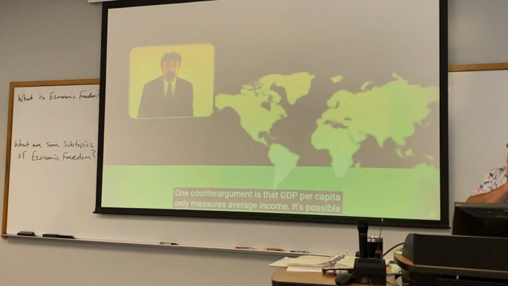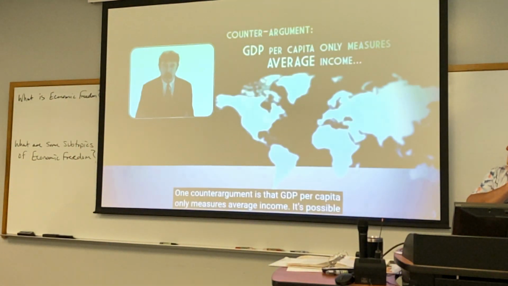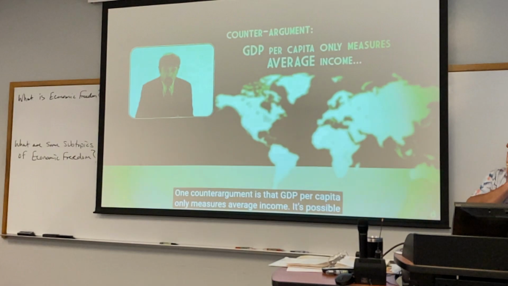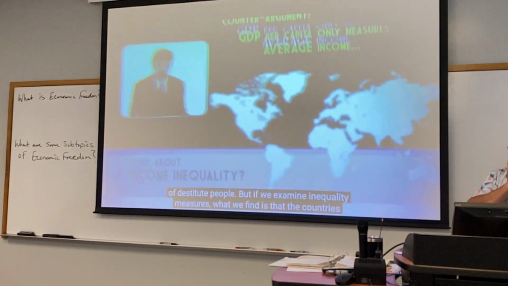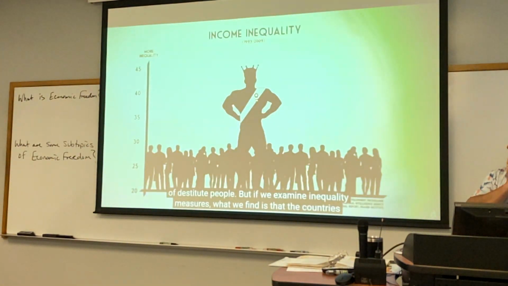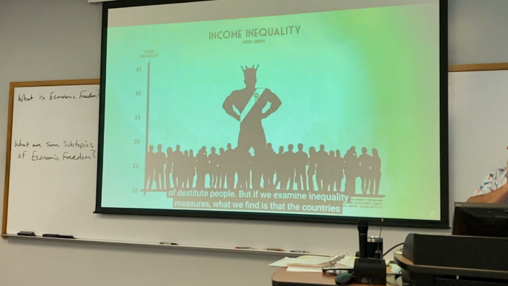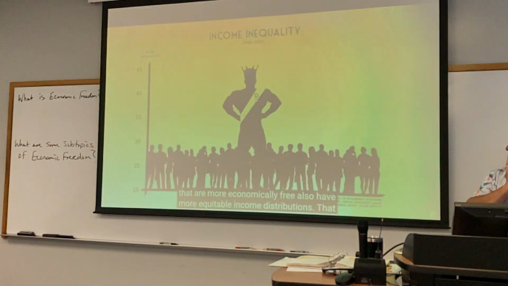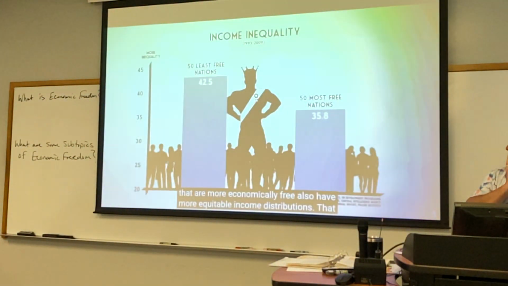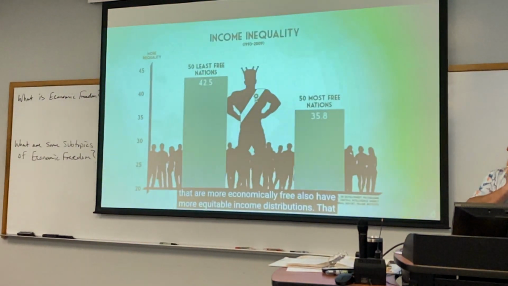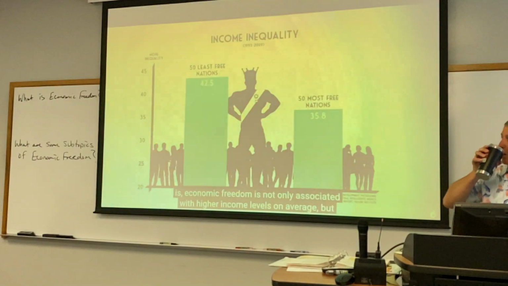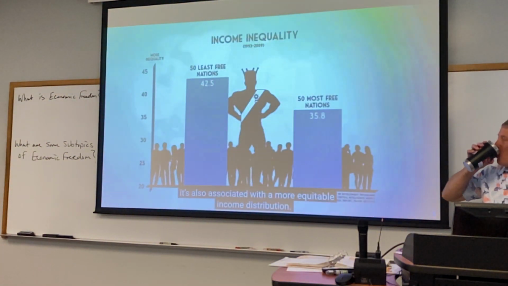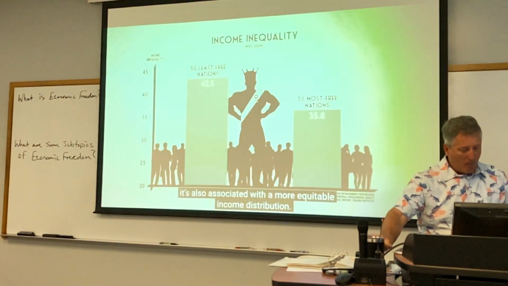One counter-argument is that GDP per capita only measures average income. It's possible that you could have a country with a small number of elite, rich people and a large number of destitute people. But if we examine inequality measures, what we find is that the countries that are more economically free also have more equitable income distributions. That is, economic freedom is not only associated with higher income levels on average, but it's also associated with a more equitable income distribution.